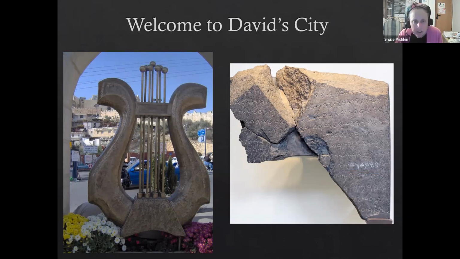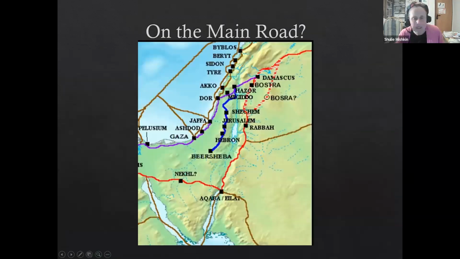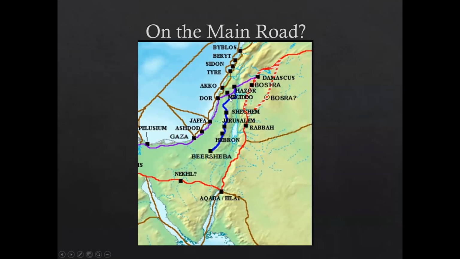Okay, let's continue. So Jerusalem is an interesting choice for a city. And when I say interesting, I mean bad. It's a bad choice for a city. Among other problems that it has, it doesn't have a great water supply, right? We have the Gihon spring, but that's a very piddling little spring. It is not so easy to defend. We saw all the other mountains around are higher. It's not on the main road, right?